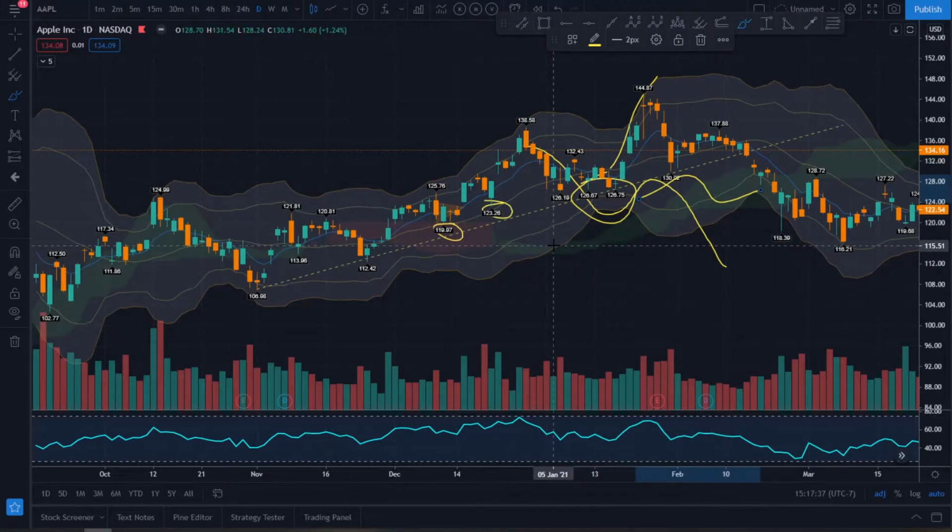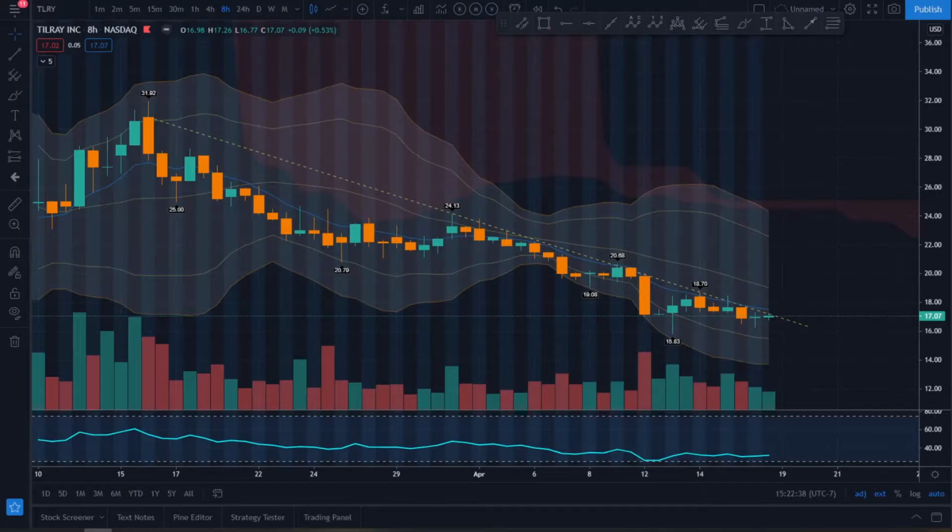to become a downtrend, if not trade sideways. With Apple and Tilray, both charts' trend lines meet the number 1 rule, which is that it must touch at least 3 points.